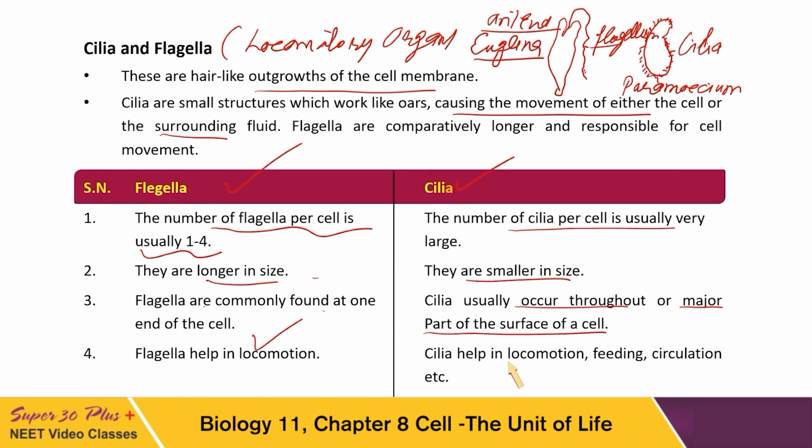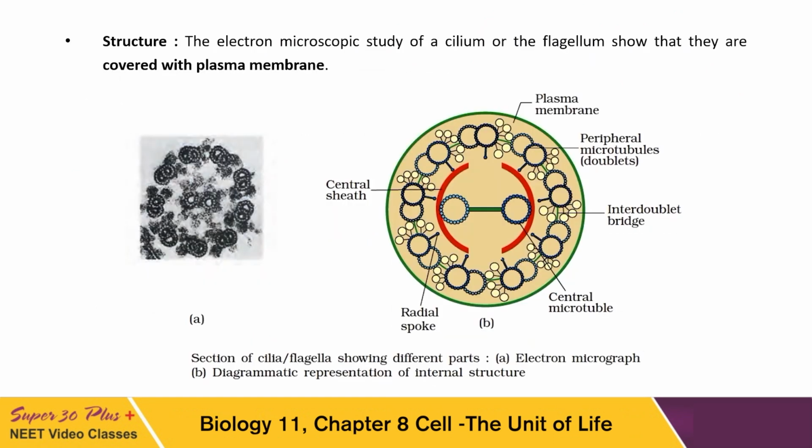They also help in locomotion and feeding, because when they move in a synchronized way, the cilia will generate a current, and with the help of this current, the water will come towards the organism, and food particles will be taken in. That is, cilia help in locomotion, in feeding, as well as in circulation of water towards the organism. Okay, come to the next now.